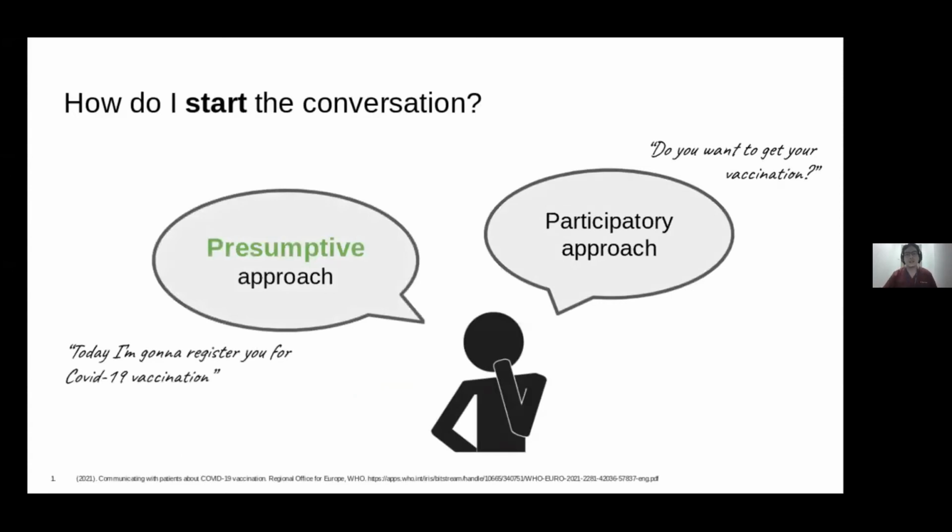The analogy is like a parent bringing a child with asthma attack to your clinic. You don't ask them, do you want to get your nebulizer today? You just say that your child needs nebulizer today to relieve from the asthma attack. Same with vaccine. Today, I'm going to register you for COVID-19 vaccination. This is what we call presumptive approach.